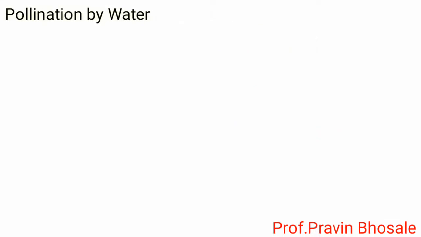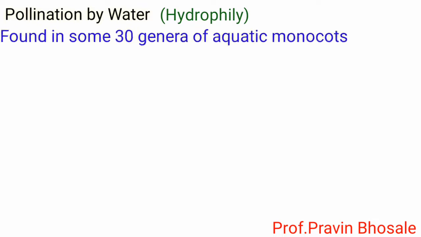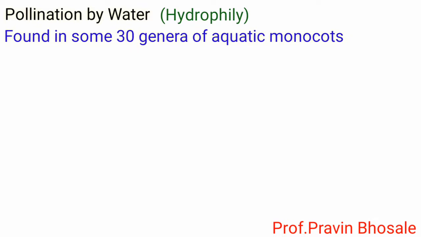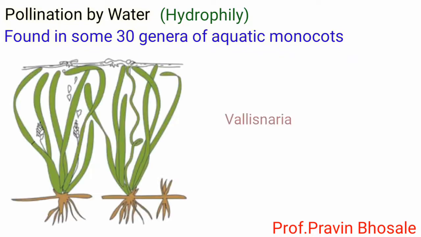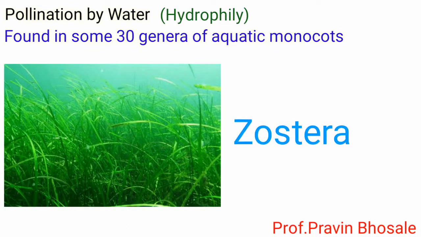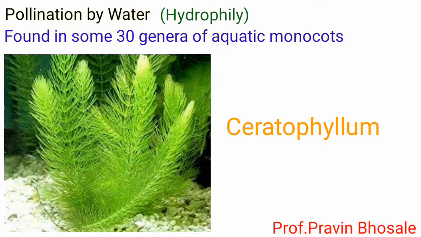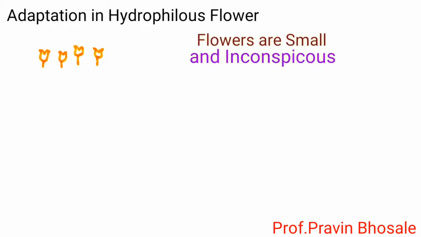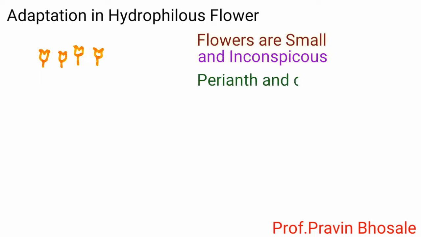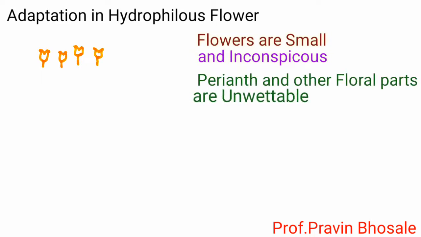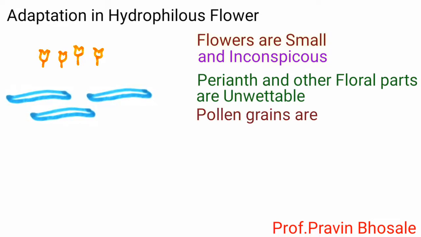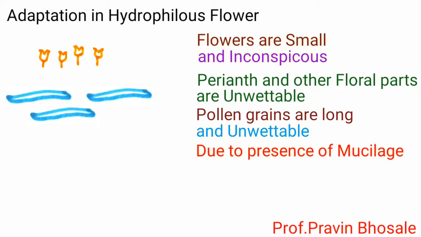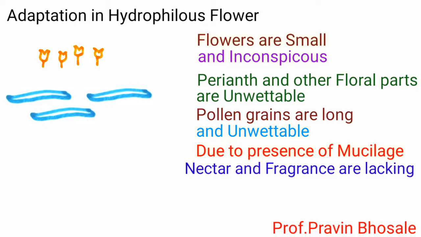Pollination by water, that is Hydrophily, found in some 30 genera of aquatic monocots. Example: Vallisneria, Zostera. Adaptation in Hydrophilous flower. Flowers are small and inconspicuous. Perianth and other floral parts are unwettable. Pollen grains are long and unwettable due to presence of mucilage. Nectar and fragrance are lacking in flower.